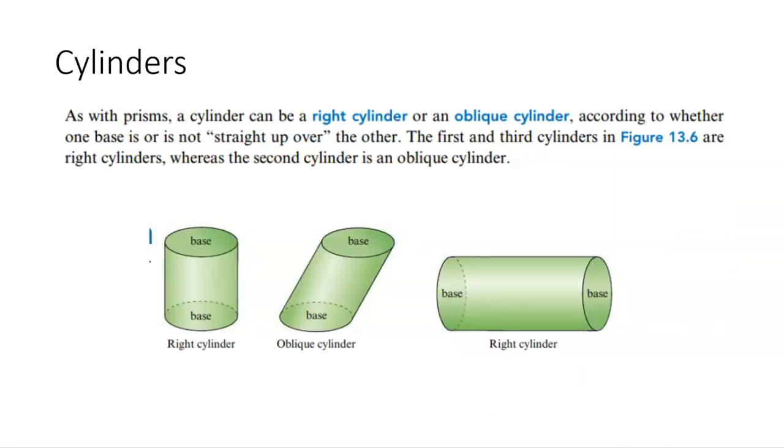As with prisms, a cylinder can be a right cylinder or an oblique cylinder. Our bases go straight up in a right cylinder. They go to the side with an oblique. And remember, you can just place it on its side. In your head, you may need to mentally turn that over to see what's going on.